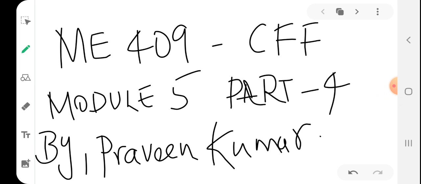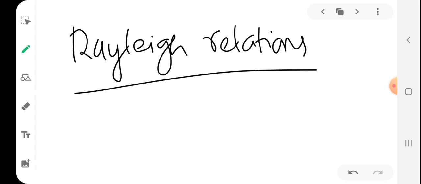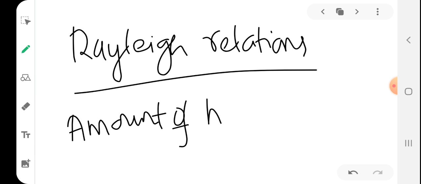So in the previous sessions we have studied the various Rayleigh relations for a perfect gas. Today we are going to learn the amount of heat transfer, the derivation for the amount of heat transfer.